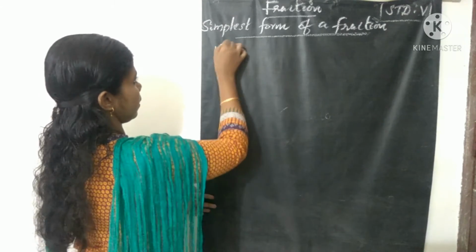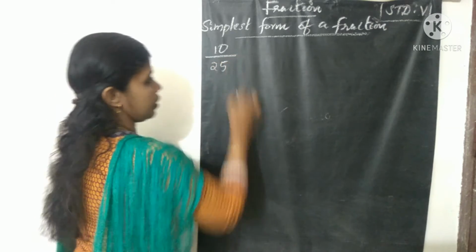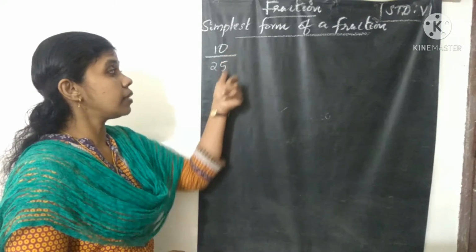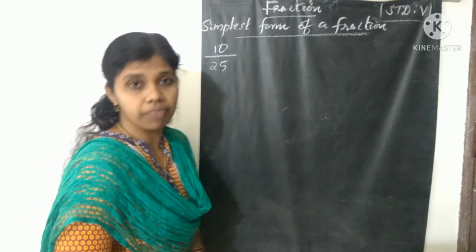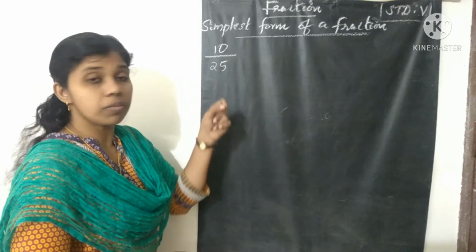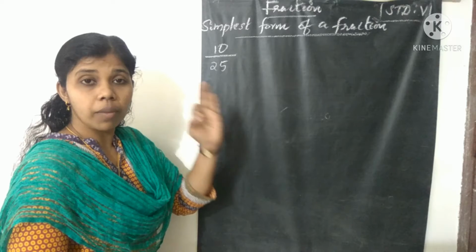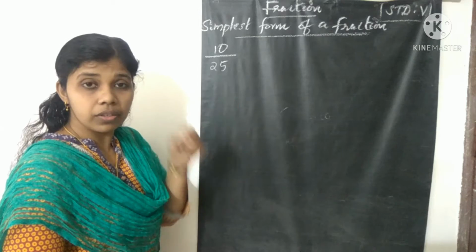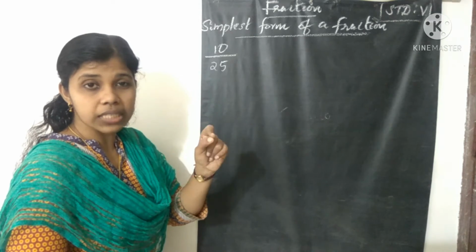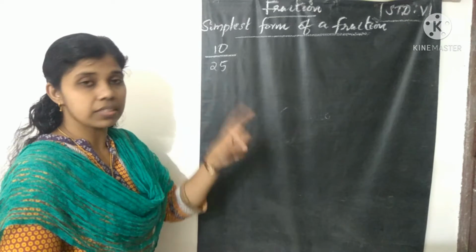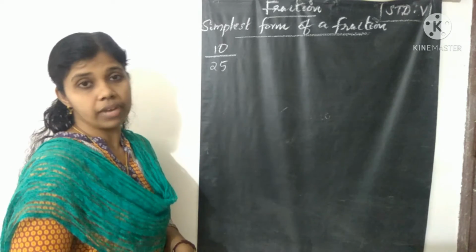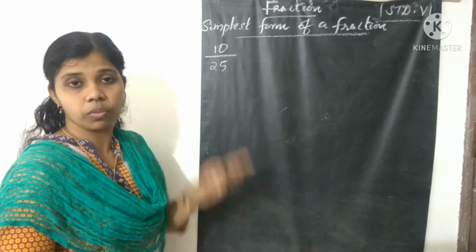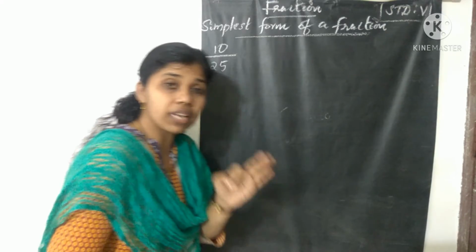Here one fraction I write here, that is 10 by 25. Is this simplest form of the fraction? No, why? Here 10 and 25 have a common factor. The simplest form of the fraction contains no common factor of what? Numerator and denominator. Numerator and denominator have no common factor except 1. Then that fraction is called simplest form of the fraction.